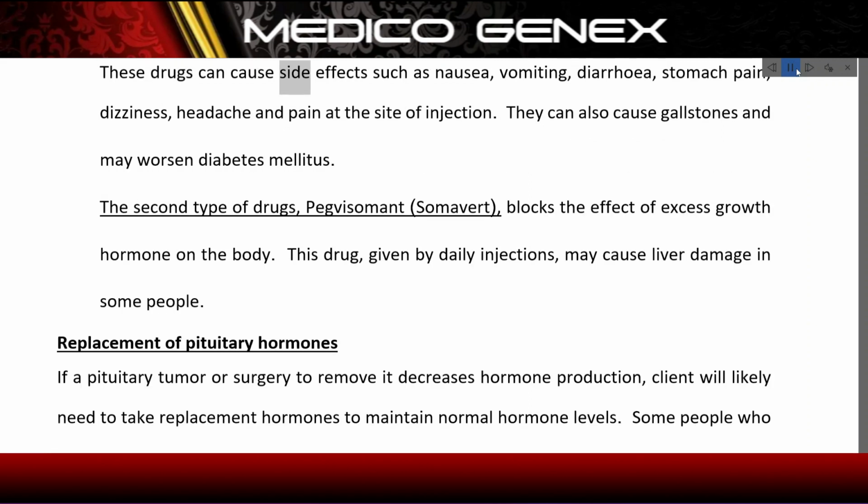These drugs can cause side effects such as nausea, vomiting, diarrhea, stomach pain, dizziness, headache and pain at the site of injection. They can also cause gallstones and may worsen diabetes mellitus. The second type of drugs, pegvisomant, Somavert, blocks the effect of excess growth hormone on the body. This drug, given by daily injections, may cause liver damage in some people.